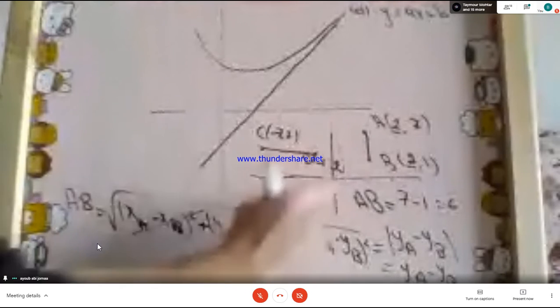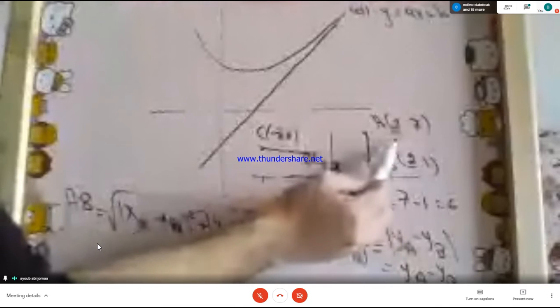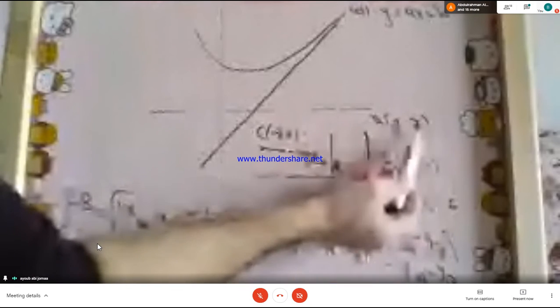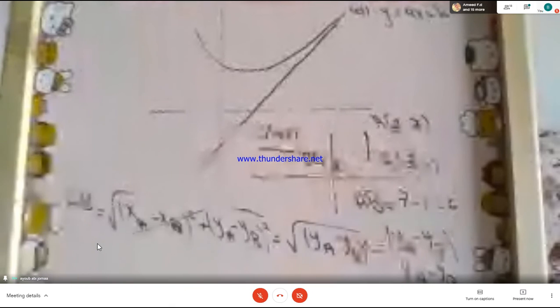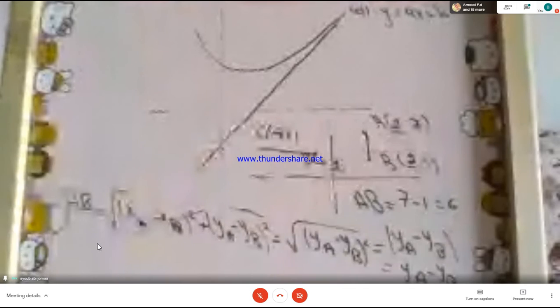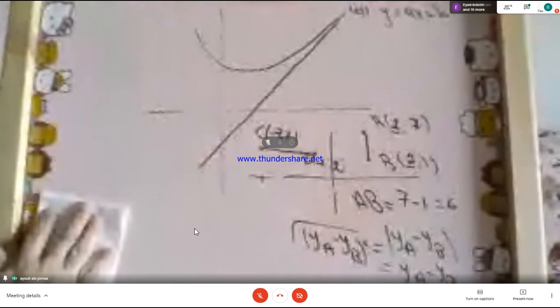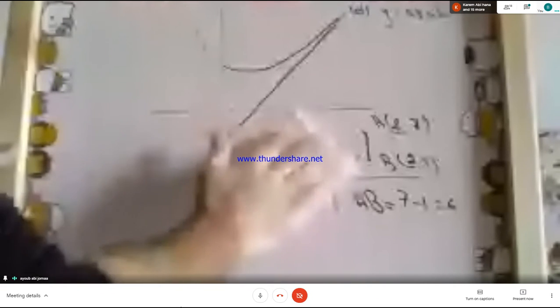If we have 2 points that have the same abscissa, then the distance between these 2 points is the difference between the y ordinates. So it is 7 minus 1. Do you know this idea? Is it clear? When we have the same abscissa, you just subtract the y values.